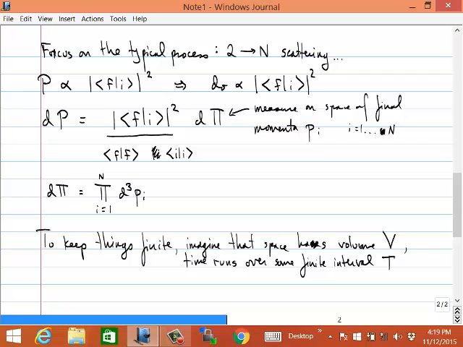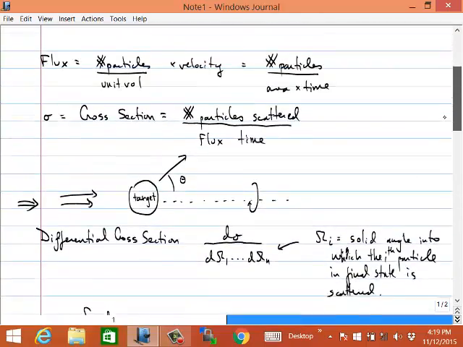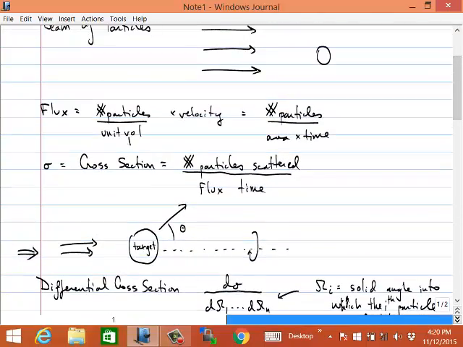Okay. So all I'm doing here is I'm pretending that instead of space being infinite, space is a very large box of volume capital V, and that similarly time only runs for a finite amount of time. This is necessary in order to keep track of some of the infinities and the delta functions that will appear at intermediate stages in our calculation. Really, it's because when I define things like a flux and a cross-section, I'm defining them per unit time and per unit volume. Okay.